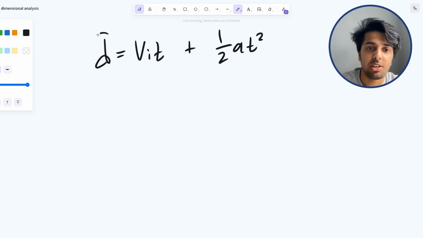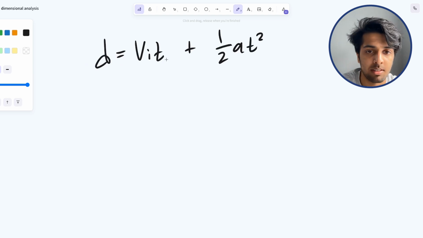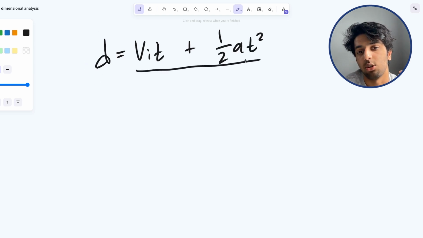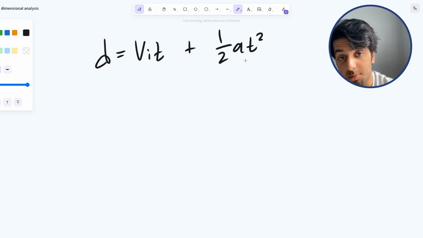So we know that we're calculating a distance, which is dimensionally just meters, right? But on this side, it doesn't look like we are calculating or adding distances together, but we should be in order for this equation to be dimensionally correct. And so we can break that down.